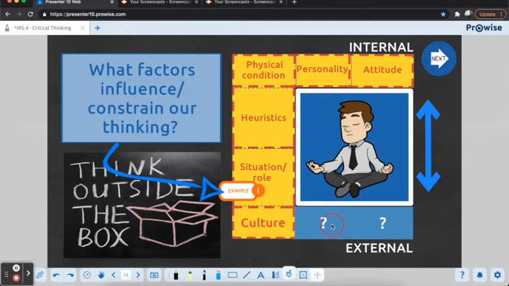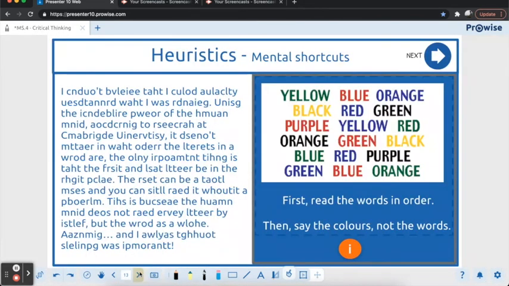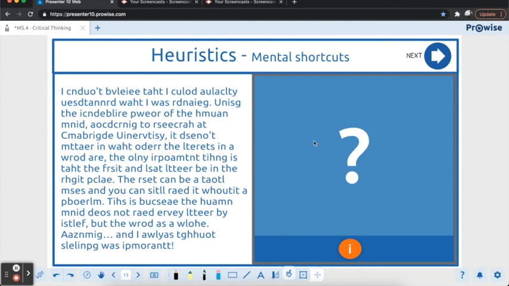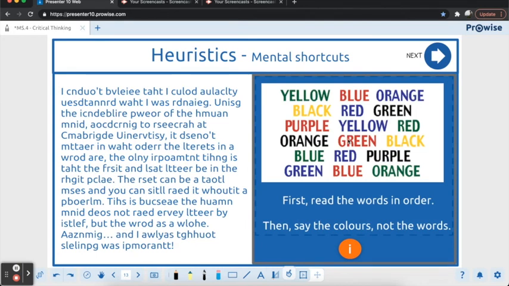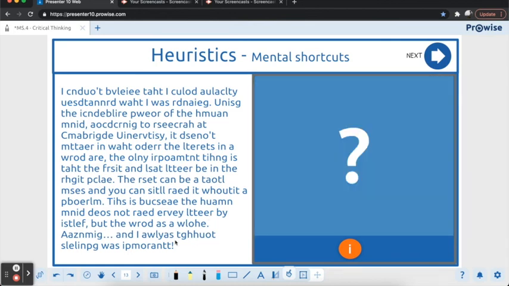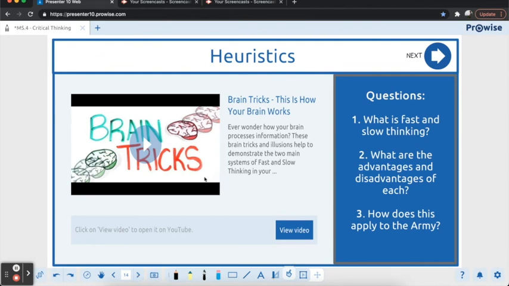But there are other external things as well, such as your culture, society, and education, which we'll touch on towards the end. So your heuristics: you get one person to read out the text on the left. It's very simple to do, even though it is all jumbled up, because that's your heuristics working there. And on the right, you get someone else to read out first the text, so yellow, blue, orange, black, red, green, purple, and then say the color, which is much harder. So green, red, blue, yellow. You have to think about it because that's your two systems conflicting as you're doing it. And so you get them to watch the video and answer the questions. That explains the two systems of thinking and the heuristics better.